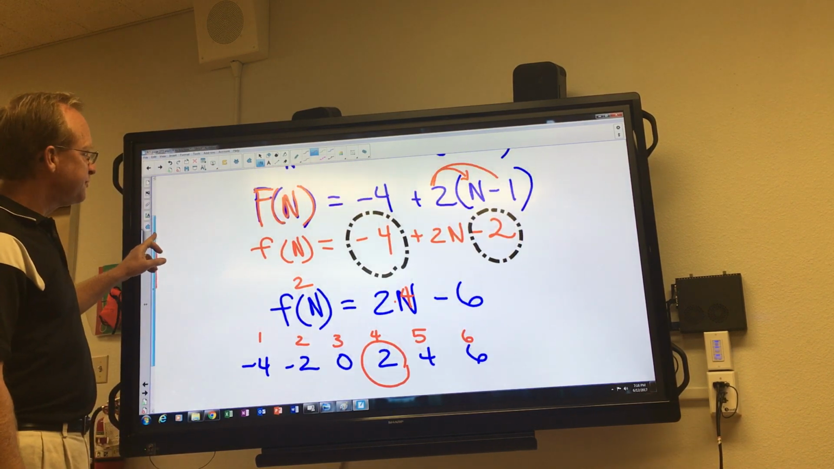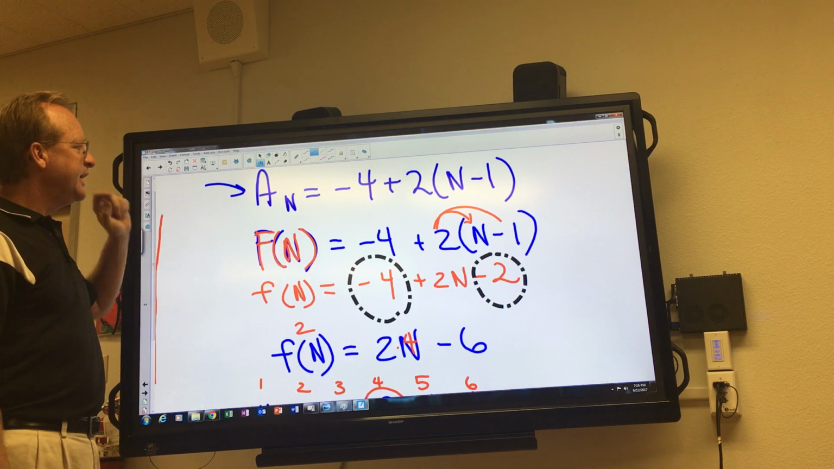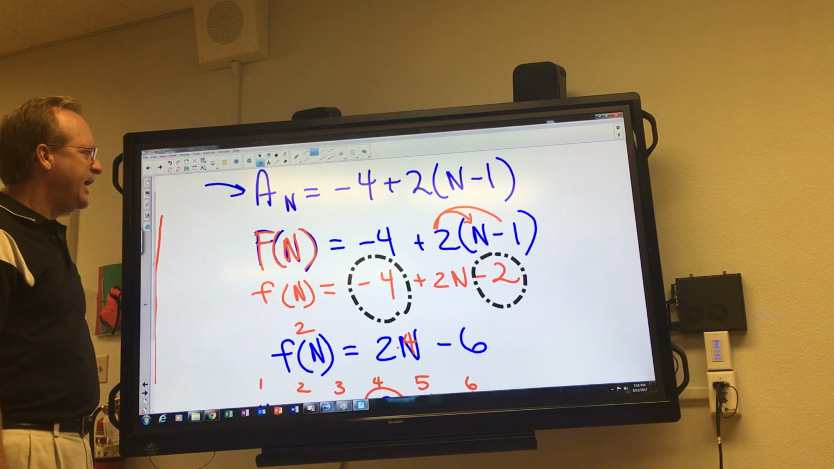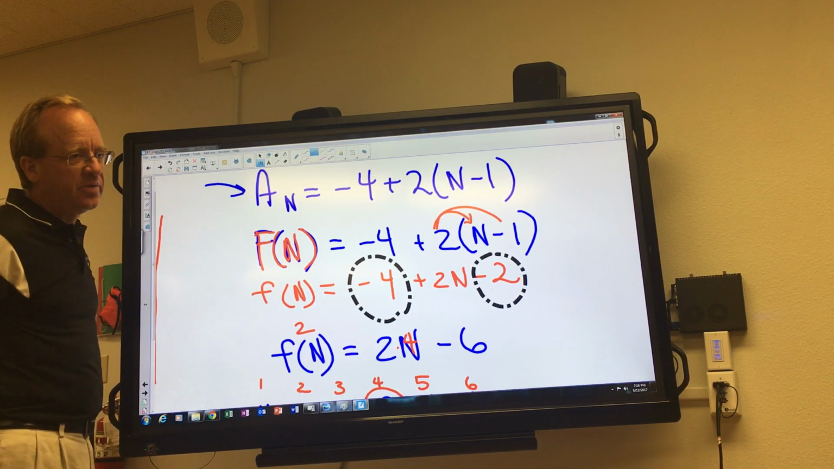You can change an explicit formula into a function. And that's what you're going to be doing on your next page.